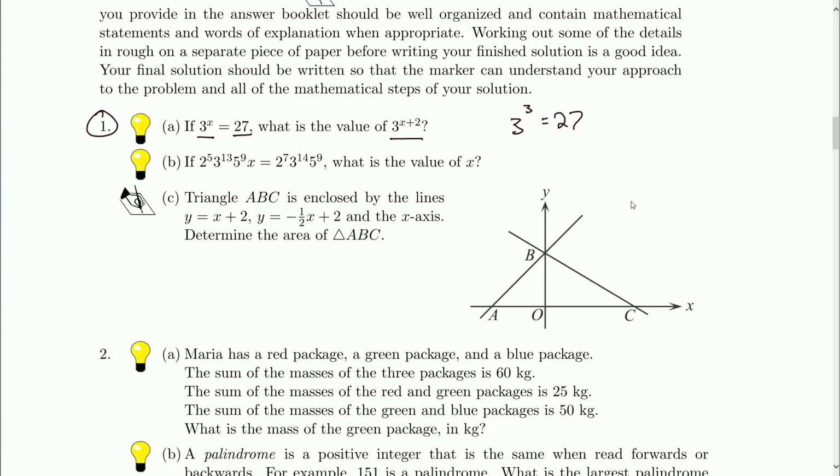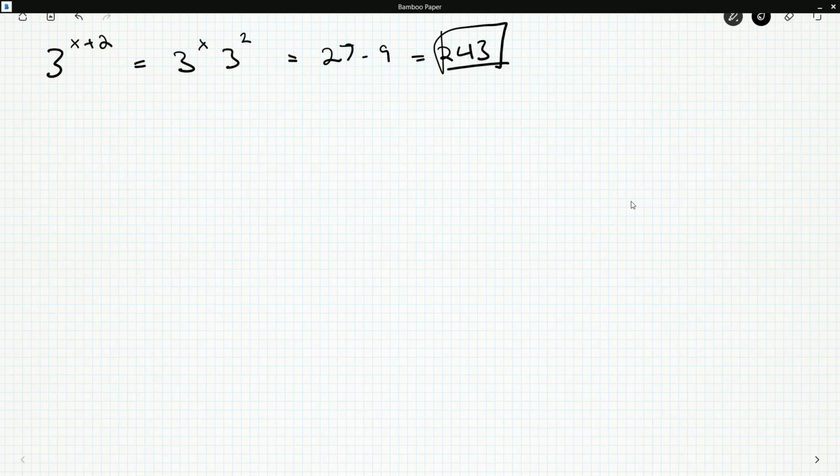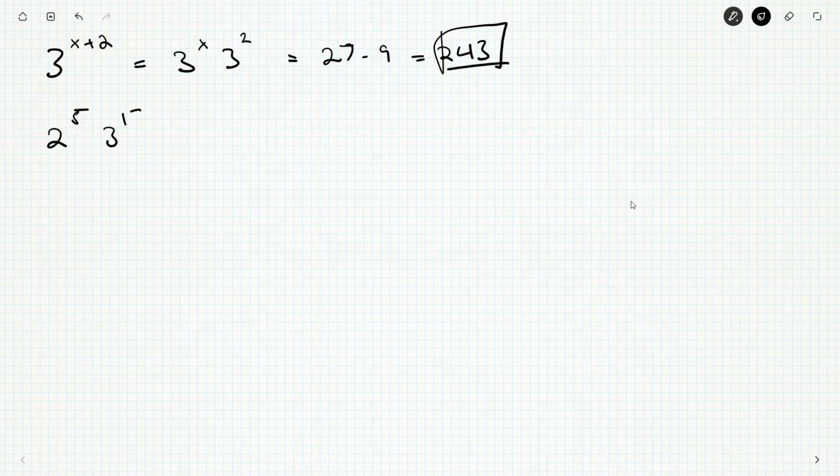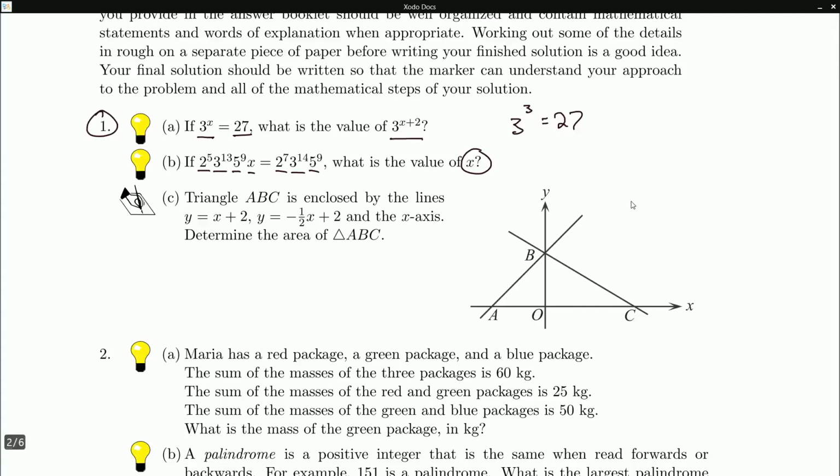So we've got some more powers here. If 2 to the 5 times 3 to the 13 times 5 to the 9 times x is the same as 2 to the 7, 3 to the 14 times 5 to the 9, what is the value of x? Okay, so the nice thing here is each of these bases is a prime, so we've got 2, 3, and 5, so 3 to the 13, 5 to the 9, and then we've got x here, and that was 2 to the 7, 3 to the 14, and 5 to the 9. Okay.